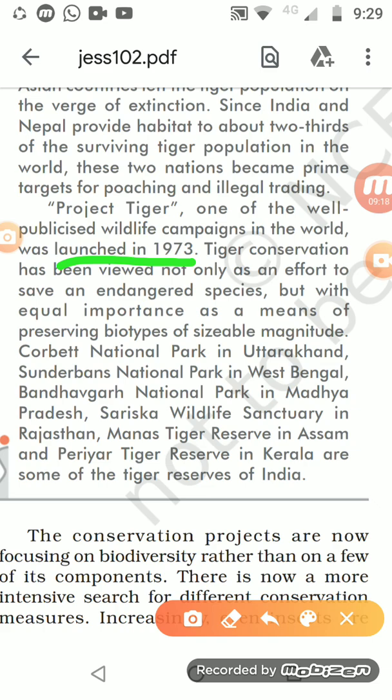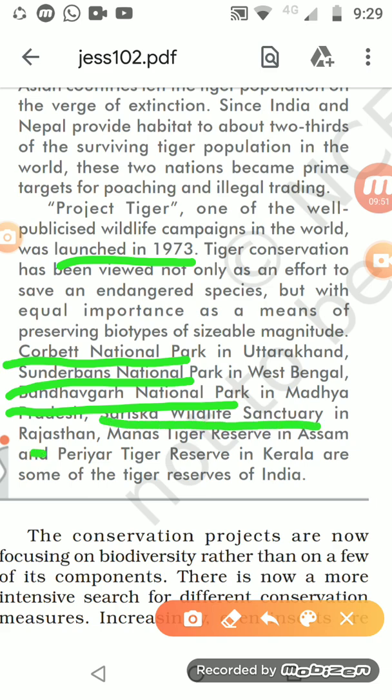So please, you have to remember GK again. Children, I'm telling from the GK point of view. Where do we find these tigers? Corbett National Park, Sundarbans National Park, Bandhavgarh National Park, and in which state it is situated. Children, the question could be frequently asked for your tests and examinations, so please do remember it. Then you have the Sariska Wildlife Sanctuary in Rajasthan, Manas Tiger Reserve in Assam, and Periyar Tiger Reserve in Kerala.